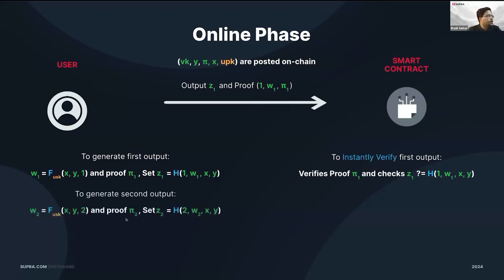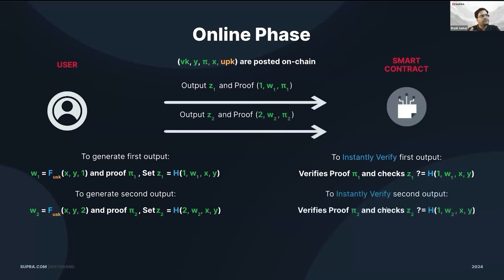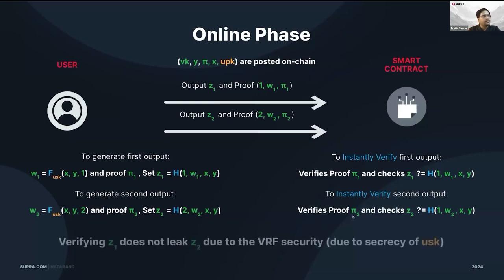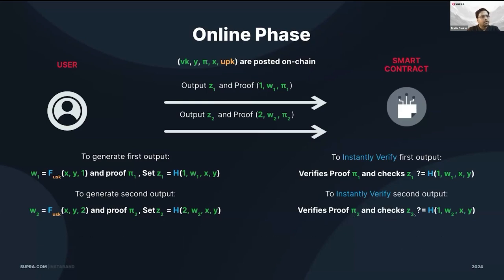Now to generate the second output, the user will repeat the same process, but now it will compute W2 on X, Y, and 2 using its own secret key USK. And the proof will be pi 2, and similarly Z2 can be computed. And this is forwarded to the smart contract. And now the smart contract can again instantly verify the second output by verifying pi 2, which verifies W2. And Z2 can be recomputed by computing the hash on 2, W2, X, and Y.